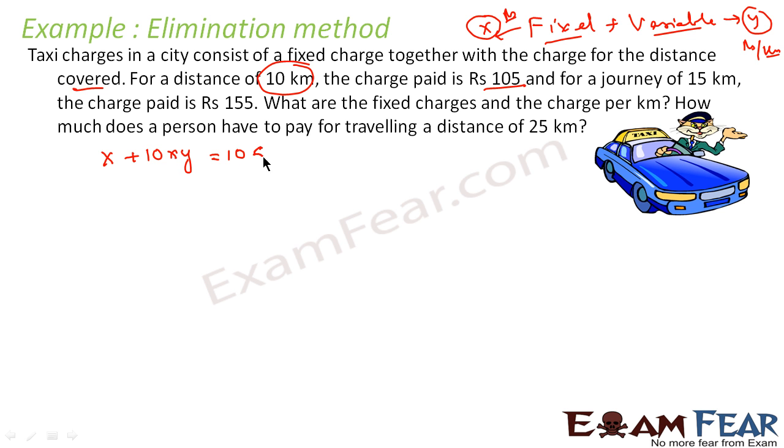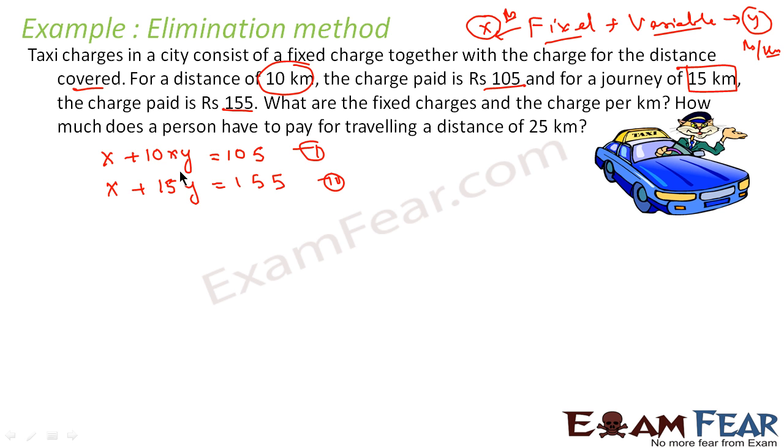The second equation says fixed charge plus 15 kilometer journey. What is the 15 kilometer journey? It is 155. That is, fixed charge plus 15y is equal to 155. These are the two equations I have got. Let me repeat once again.